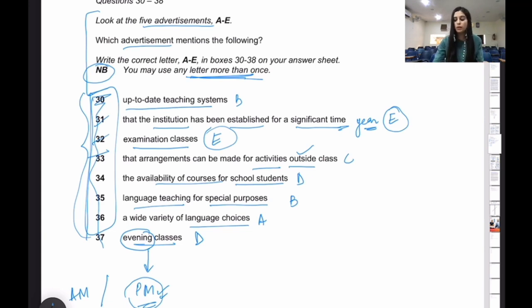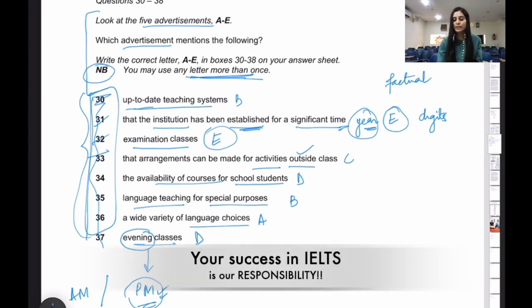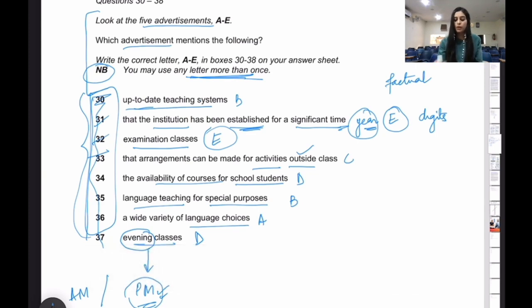And here, since the information is majorly factual in nature, especially this particular passage, I would say, so up-to-date teaching systems, you can say latest technology, latest methodology, latest teaching methods. These could be the synonyms. Institution established, you have to look out for the year, which year it was established or how long ago, so you can look for digits. Then examination classes, test preparation, that's the synonym used here. It could be anything related to exam or academic performance, so that's there.